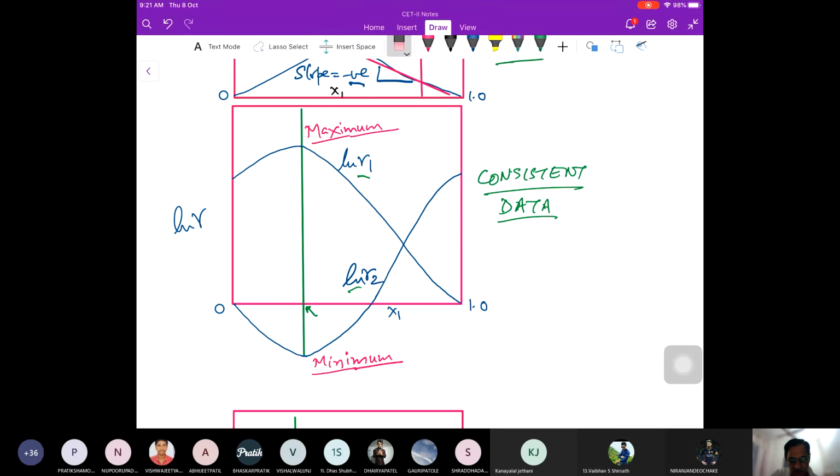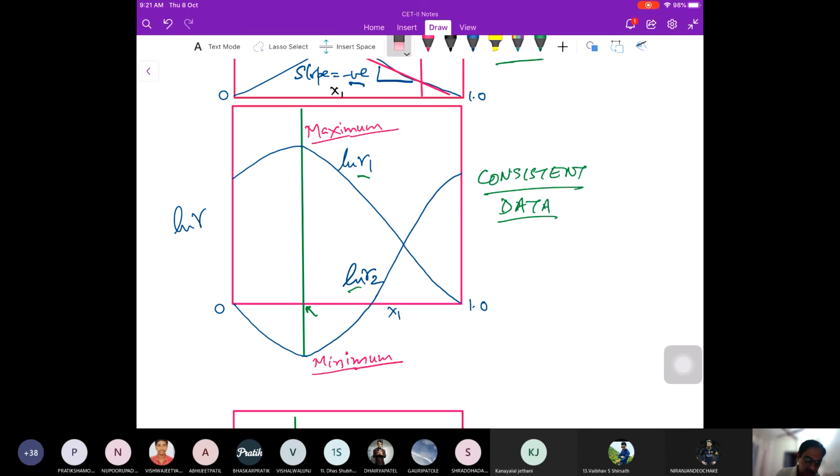If you look at the mathematical condition for a maximum, the second derivative of the curve should be negative, and for a minimum the second derivative should be positive. That is the condition for maximum and minimum. That is coming from maths, which you should remember, right?